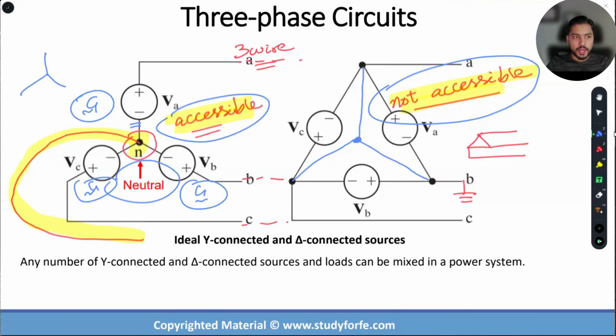When we are looking at our delta network, what we have is a closed loop system end to end. The positive of this guy is connected to the negative of this guy. The positive of this guy is connected to the negative of this guy. The positive of this guy is connected to the negative of this guy. So it's like a closed loop system. Okay. So this is your Y and delta for a three-phase circuit.